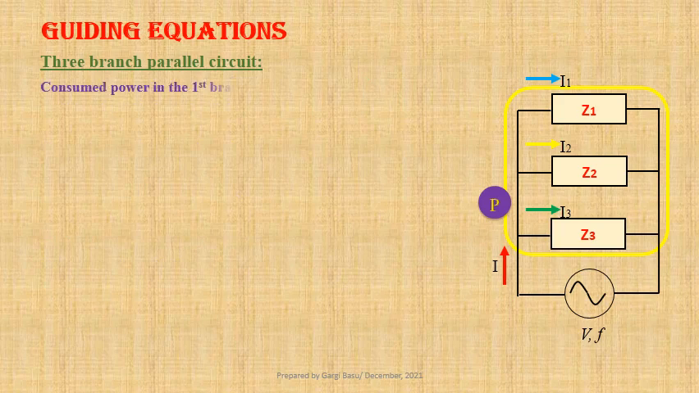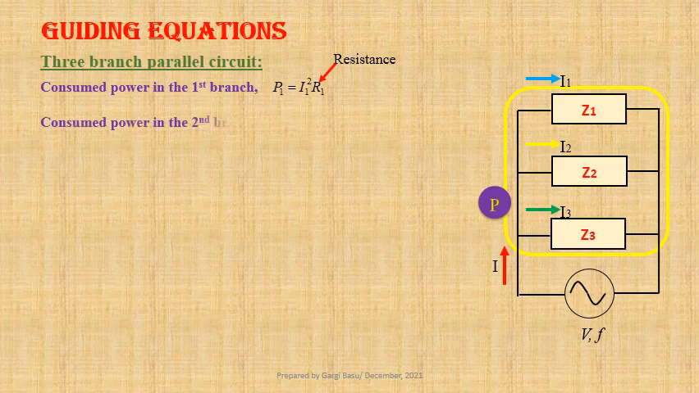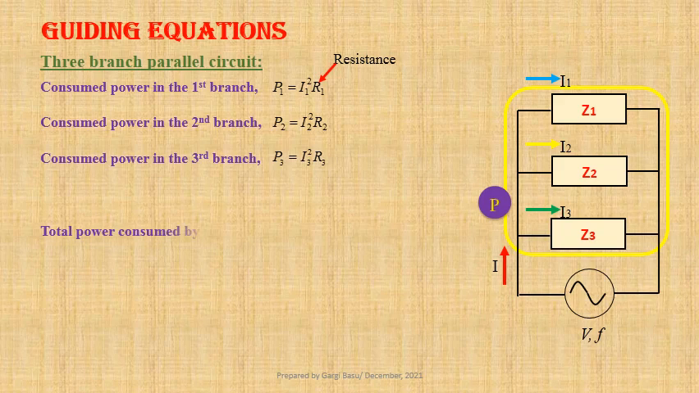Consumed power in the first branch, P1 equals I1 square into R1, where R1 is the resistance of the first branch. Consumed power in the second branch, P2 equals I2 square into R2, where R2 is the resistance of the second branch. And consumed power in the third branch, P3 equals I3 square into R3, where R3 is the resistance of the third branch. Total power consumed by the circuit, P equals P1 plus P2 plus P3.